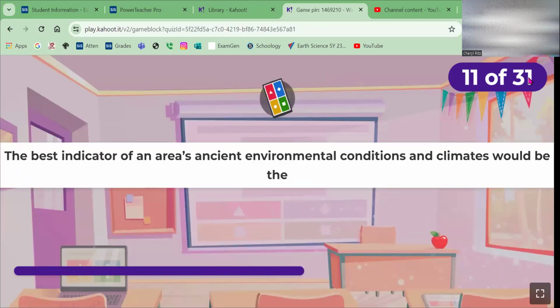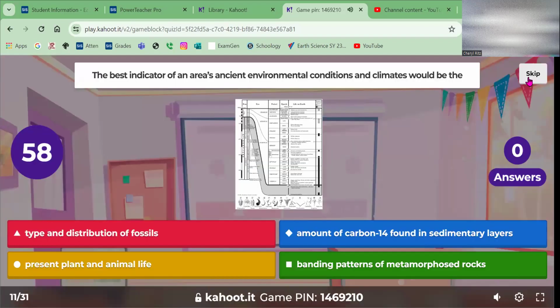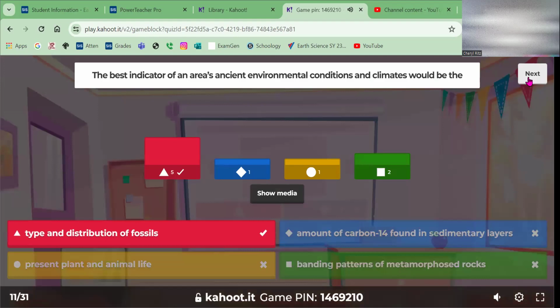Which one is the best indicator of an area's environment, conditions, and climate? How do you know what it used to be like somewhere? It is purple. Yeah, I can. I do know the answer. It's red.